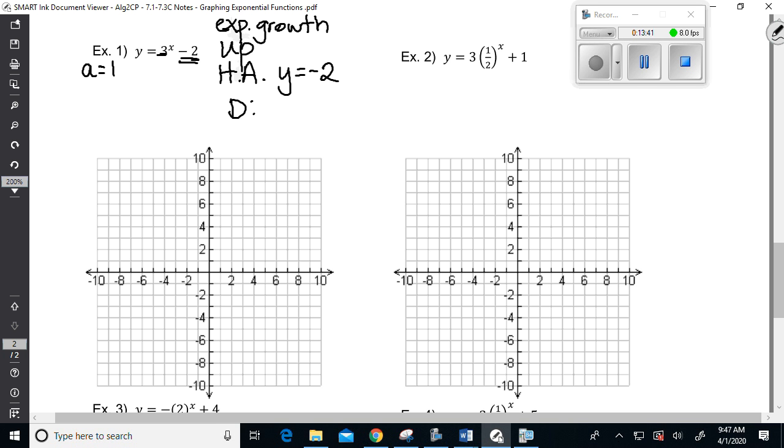Your domain is all real numbers. And your range, since the graph opens up, is y greater than -2. So again, I'm going through the explanation of it. That's why it probably is taking a little longer. Most of you will be able to fly through those 5 parts pretty easily.